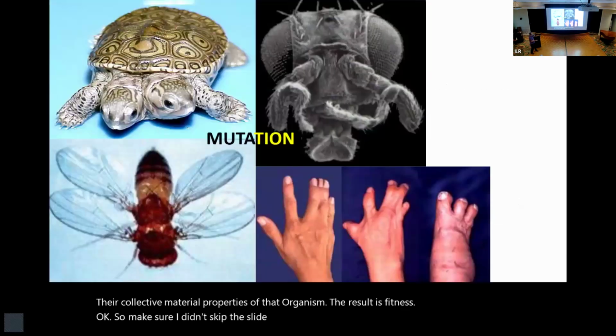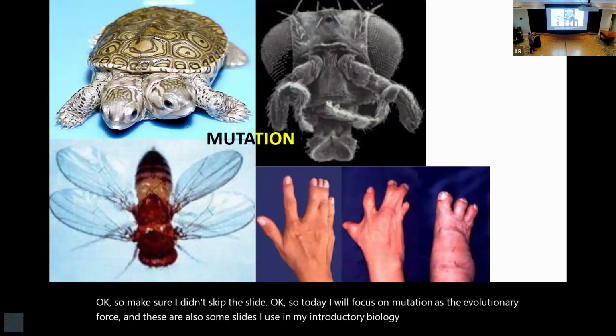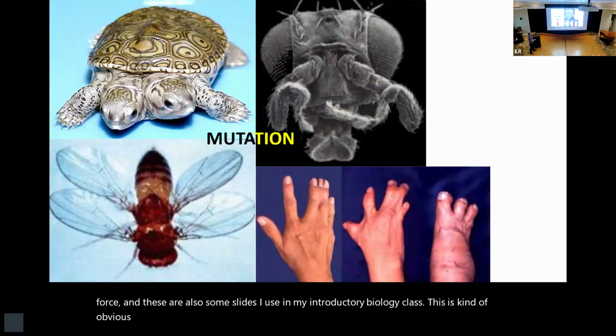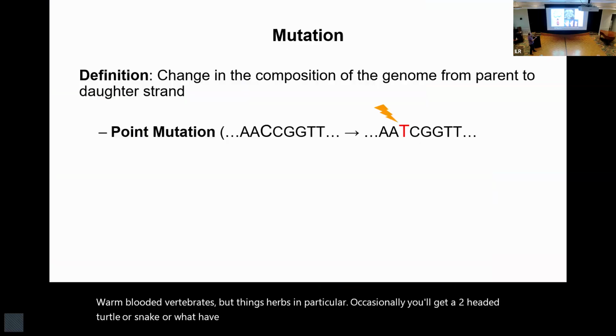Okay, so today I will focus on mutation as the evolutionary force, and these are also some slides I use in my introductory biology class. This is kind of obvious, and I'm pretty sure that's not a Photoshop artifact. You occasionally do get two-headed vertebrates, not warm-blooded vertebrates, but herps in particular. Occasionally you'll get a two-headed turtle or snake or what have you.